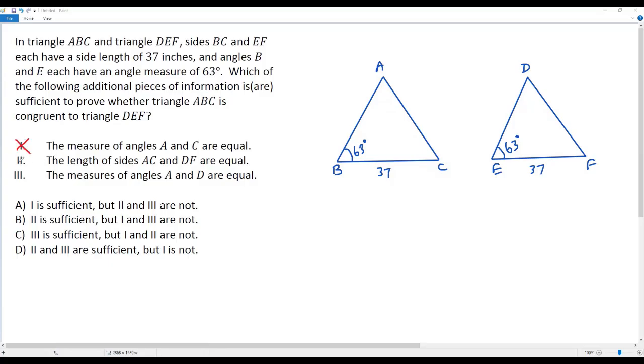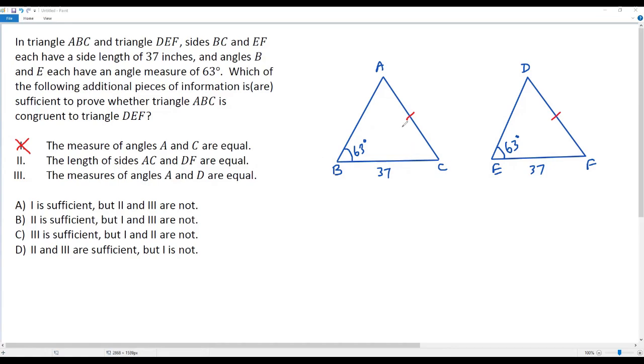Now let's consider the second information. That is the length of sides AC and DF are equal. Okay, here we have AC and DF are equal. Now the length of the sides AC and DF are equal, and the lengths of the sides BC and EF are equal, and the interior angle at the vertex B and the interior angle at the vertex E are equal. So the two sides and a non-included angle of the first triangle are congruent to the two sides and a non-included angle of the second triangle.